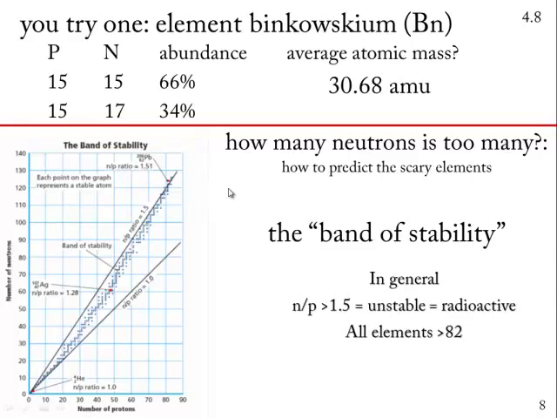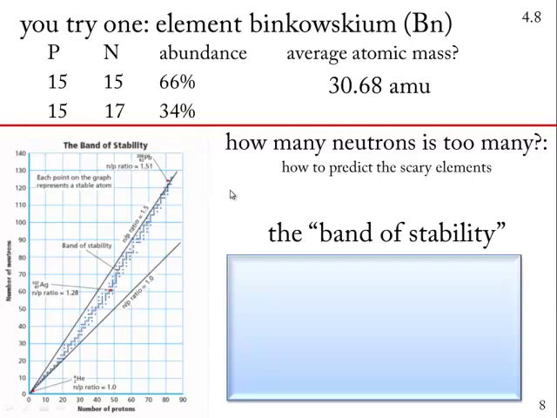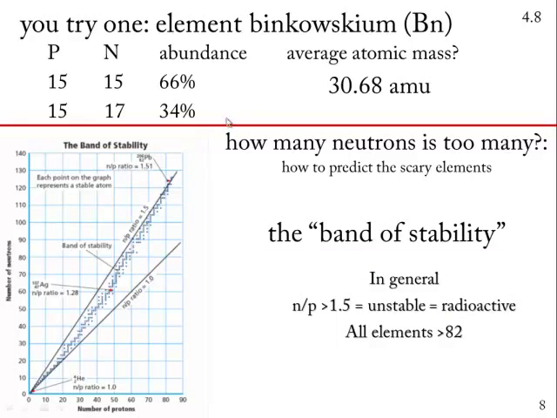The formula is, if the neutron to proton ratio is greater than 1.5, run away is what we say, because it's unstable and is radioactive. All the elements above number 82 have some isotopes that are unstable, and it's an easy calculation to do. This is known as the band of stability, and this is screencast 4.8.